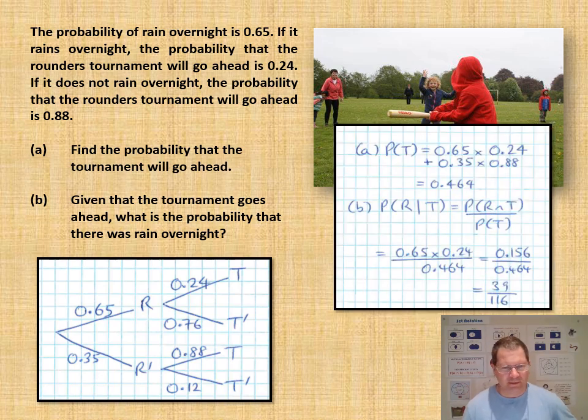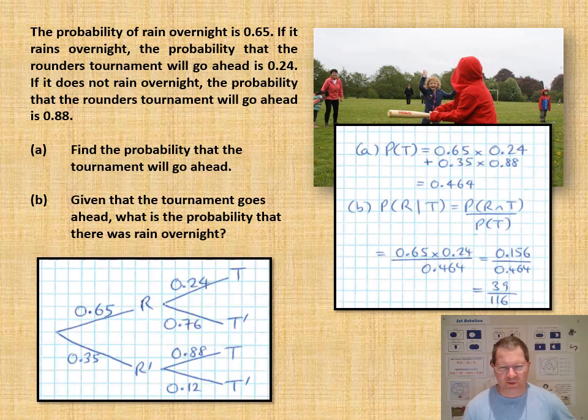So for part A, there are 2 routes through the diagram which will lead to the tournament going ahead. That's rain followed by tournament or not rain followed by tournament. So 0.65 times 0.24 plus 0.35 times 0.88, giving a final answer of 0.464 for A.